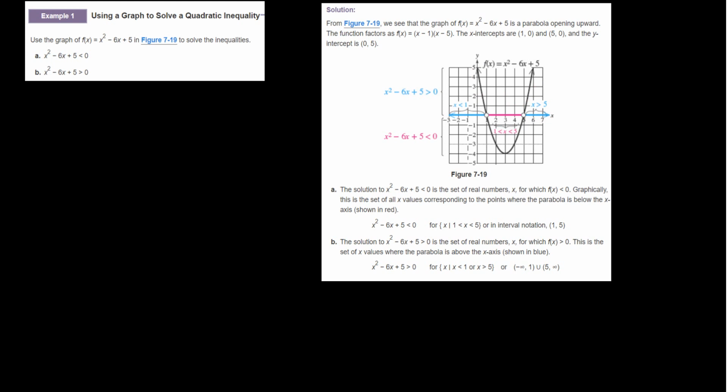I guess I didn't say that for A. For A, we said we're between 1 and 5, not including 1 and not including 5. In set builder notation, it looks like this, and in interval notation, it looks like this. And then B would be similar. We are above the x-axis everywhere that is less than 1, and above 0 everywhere that is greater than 5. In set builder notation, it's written like this, and in interval notation, it's written like this.